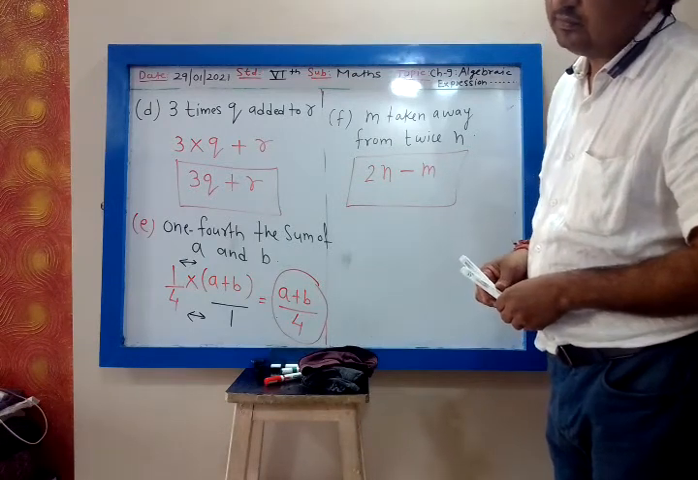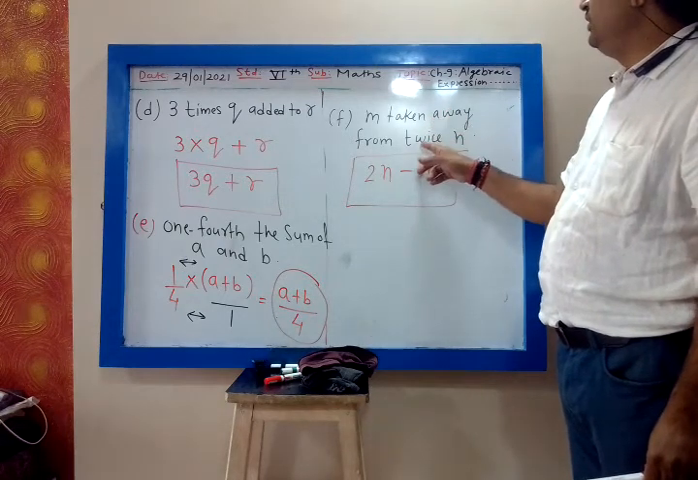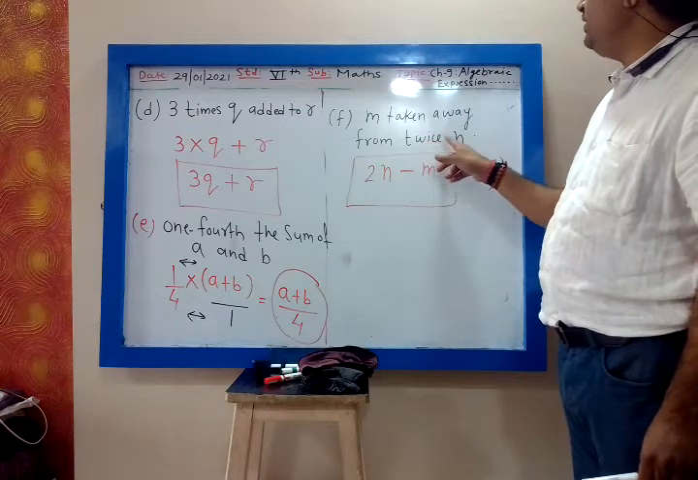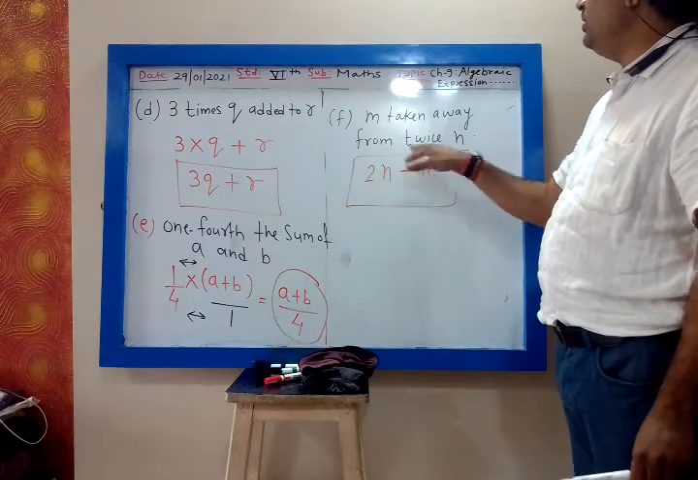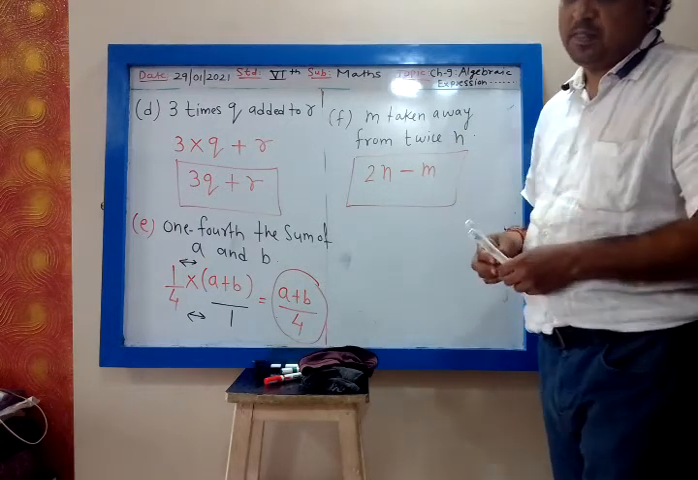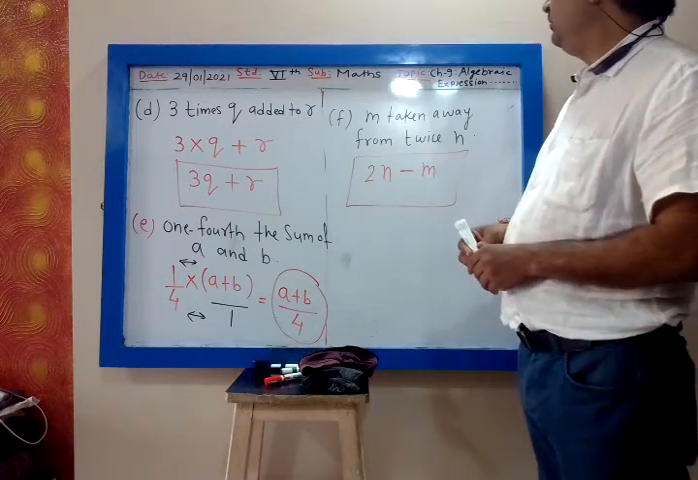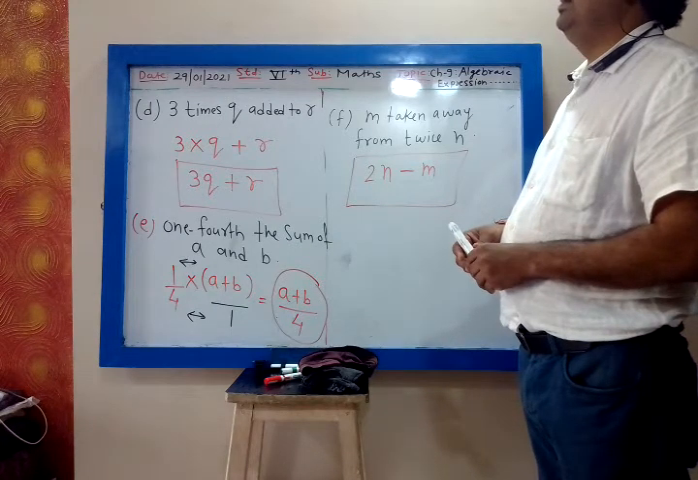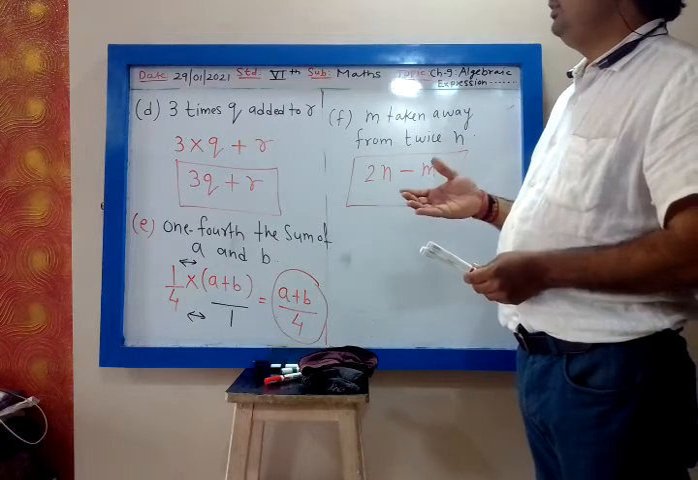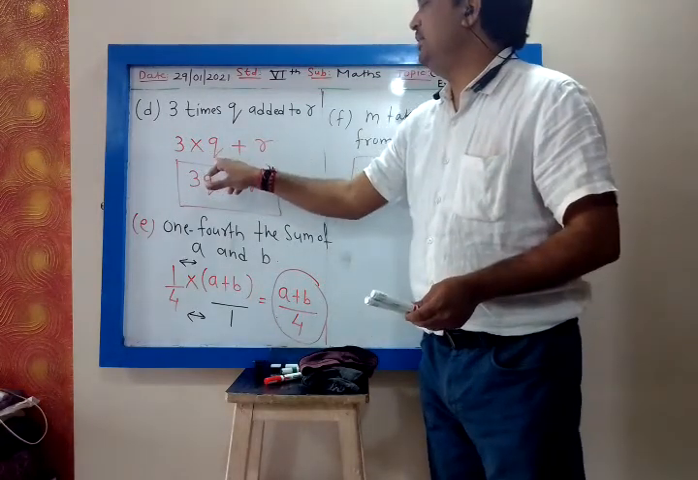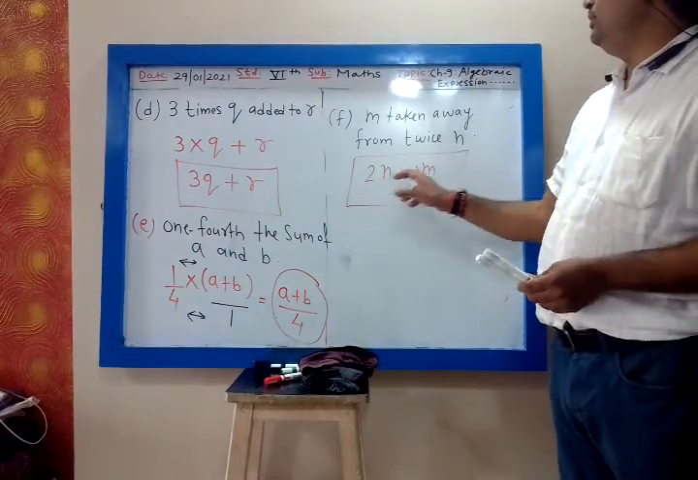Because it is twice N, no? Twice means 2 times N. So from twice N, meaning 2N, we are taking away, which means minus, which number? M. So 2N minus M. My dear, I have directly written 2 into N is the same as 2N. 3 into Q, I have explained to you, is the same as 3Q. Similarly, 2N is the same as 2 into N.